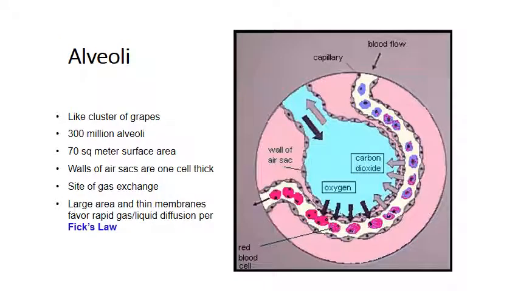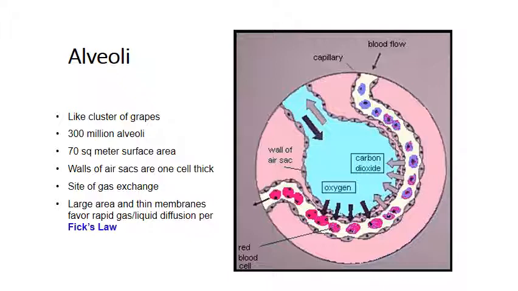So here's another close-up illustration of the alveoli sacs, and this is the anatomy we are concerned about, is how the actual gas exchange takes place. They are like a cluster of grapes and 300 million. Now 300 million can create 70 square meters of surface area. That's a huge amount of area. And that is the reason for so many of these tiny little sacs.